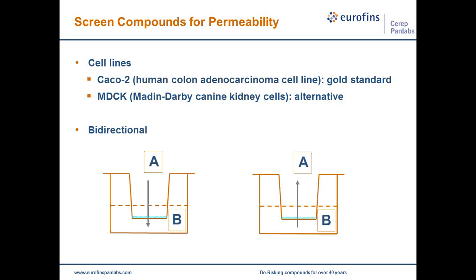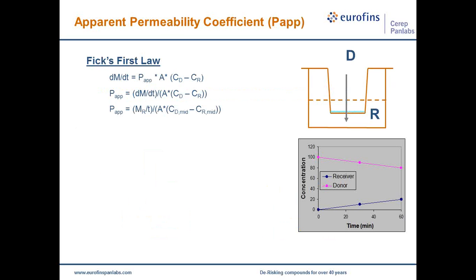The parameter of permeability is the apparent permeability coefficient. It is calculated based on Fick's first law. The common unit of this parameter is 10 to the power of -6 centimeter per second. If a compound has less than 10% decrease in the donor chamber, the permeability coefficient will be calculated using sink condition.